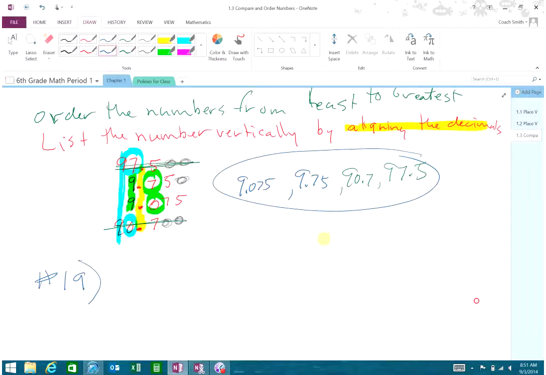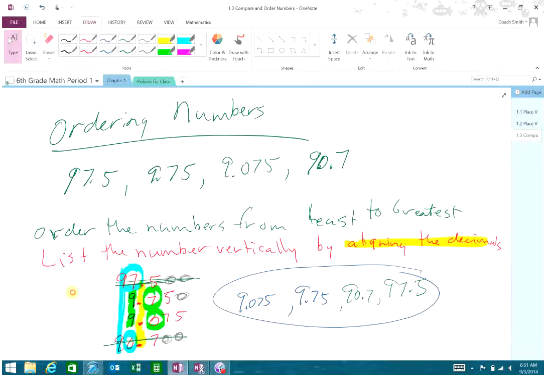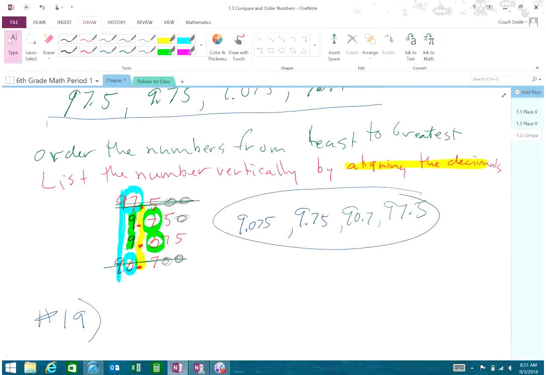I wrote the original problem here. Showing your work, you don't have to write the words out. This is showing your work right there. Make sure they have the same amount of digits, line them up vertically with their decimals. And then obviously come up with your answer and put it underneath the problem. I'll give you a couple of minutes to do that.